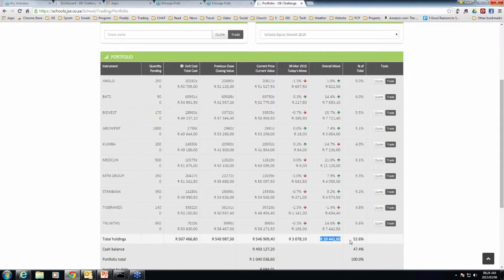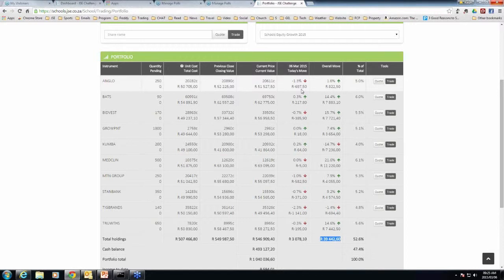In this case, you can see this portfolio has made 39,000 rand, and these are the different companies. I can quickly run through the columns. First column is the instrument name. Second is the quantity of shares. Third column is the cost, including the brokerage fee that you paid. The next ones are the previous day's close, that's yesterday's closing value, and the current value that you have. Then today's move, it's either gone up or down. It is a 15-minute delay.